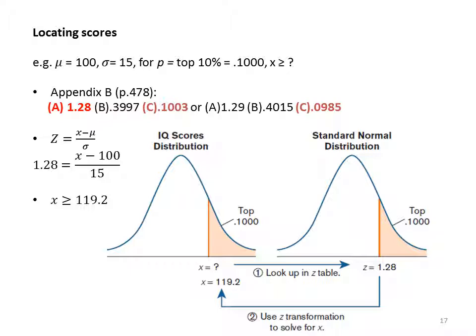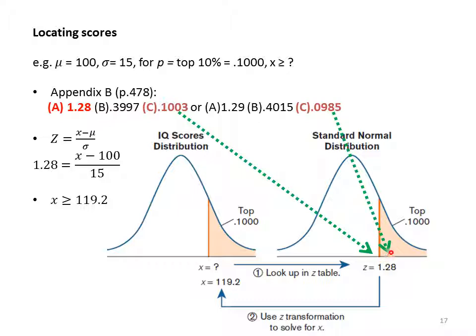And when we go to Appendix B on page 478, we don't see 0.1000, we see two close ones. One is 0.1003 and the other one is 0.0985. And if we draw the line next to this orange bar, 0.1003 should be to the left of this bar, and 0.0985 should be to the right of this orange bar. And we're looking for minimum score.